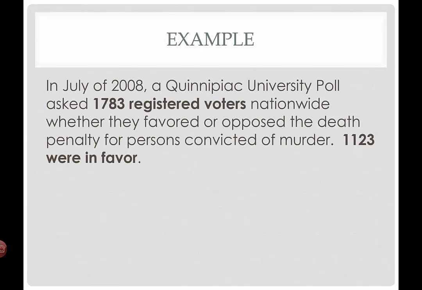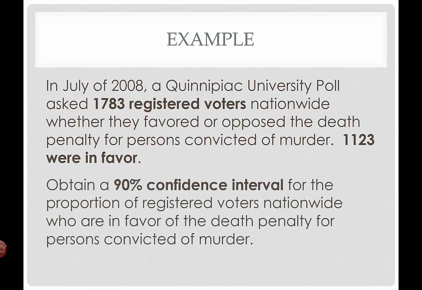So we have this poll, and 1,783 registered voters were asked whether they favor or oppose the death penalty for people convicted of murder. The poll found that 1,123 were in favor. We want to construct a 90% confidence interval for the proportion of registered voters nationwide who are in favor of the death penalty for persons convicted of murder.